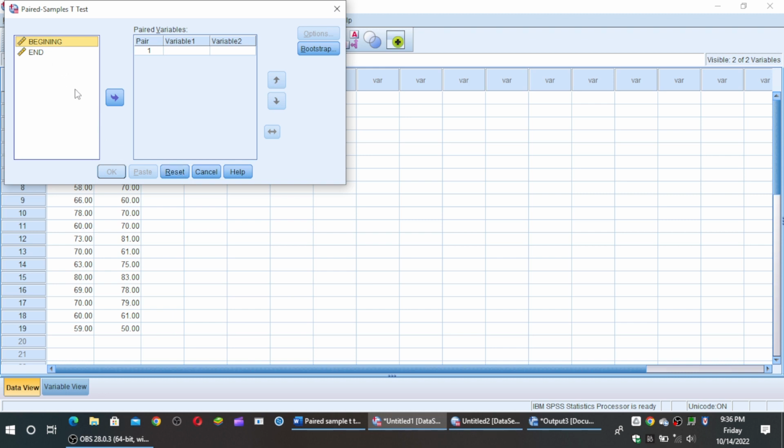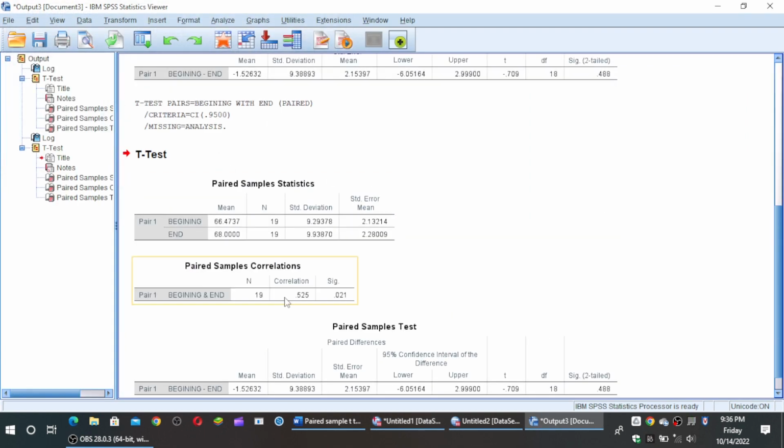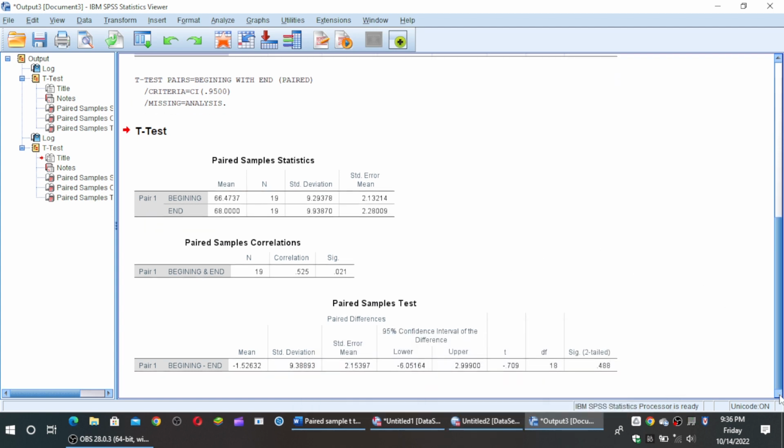Now we'll pick the two variables from the left-hand side. You highlight both of them and use the arrow to move them into the paired variables box, and then click on the OK. Now this is what we have.